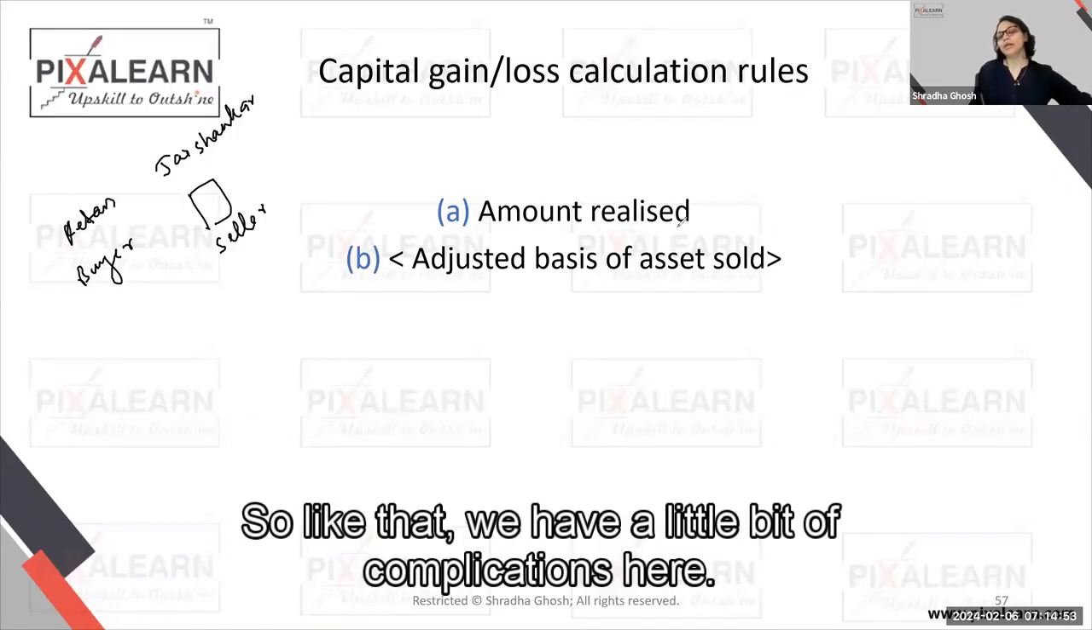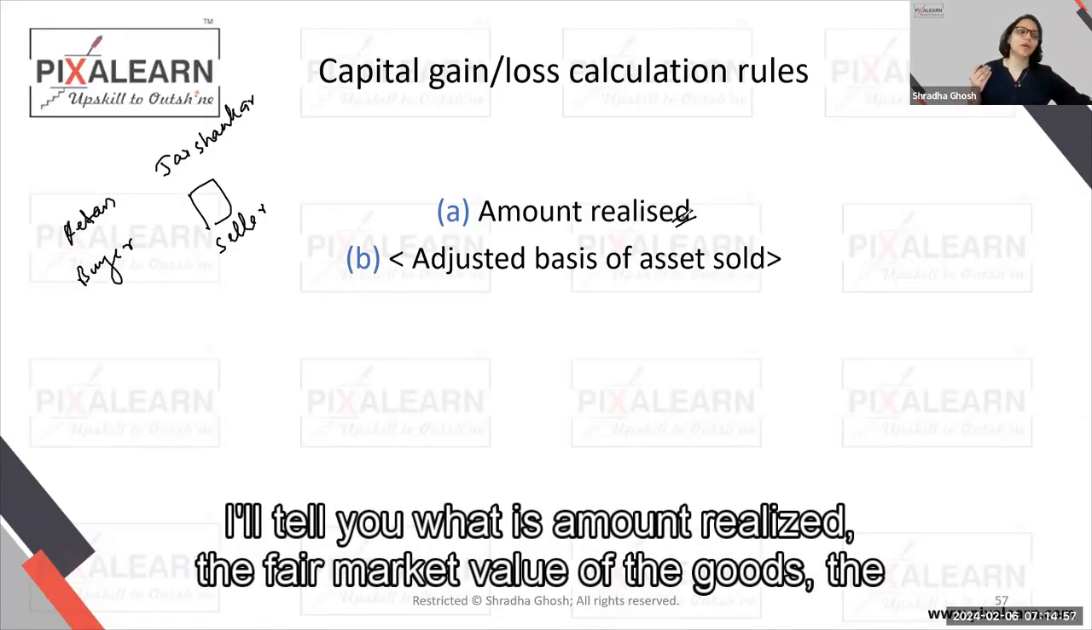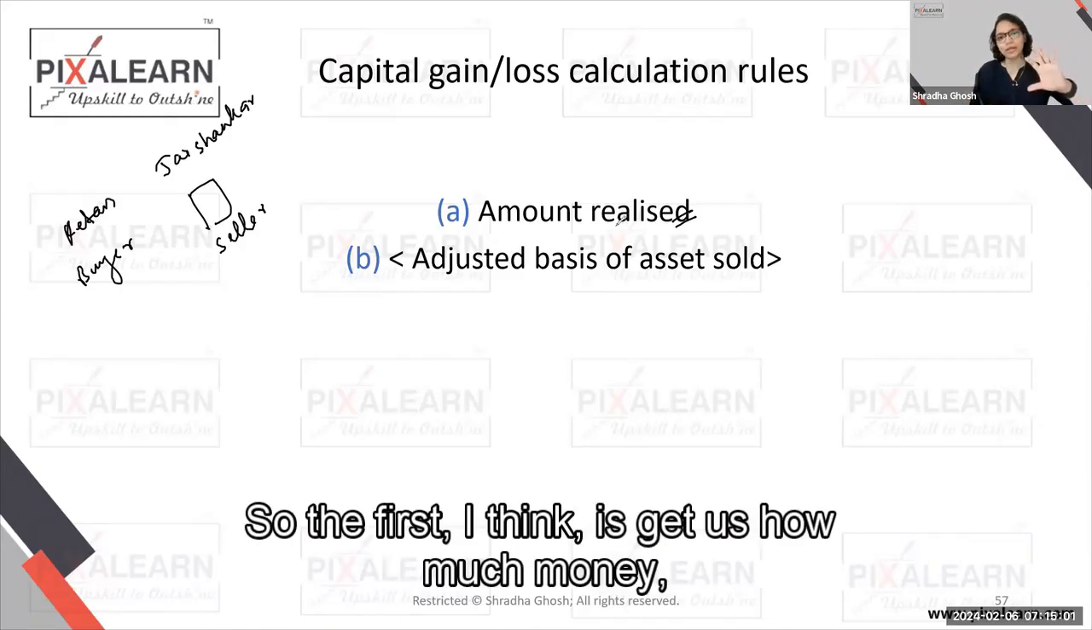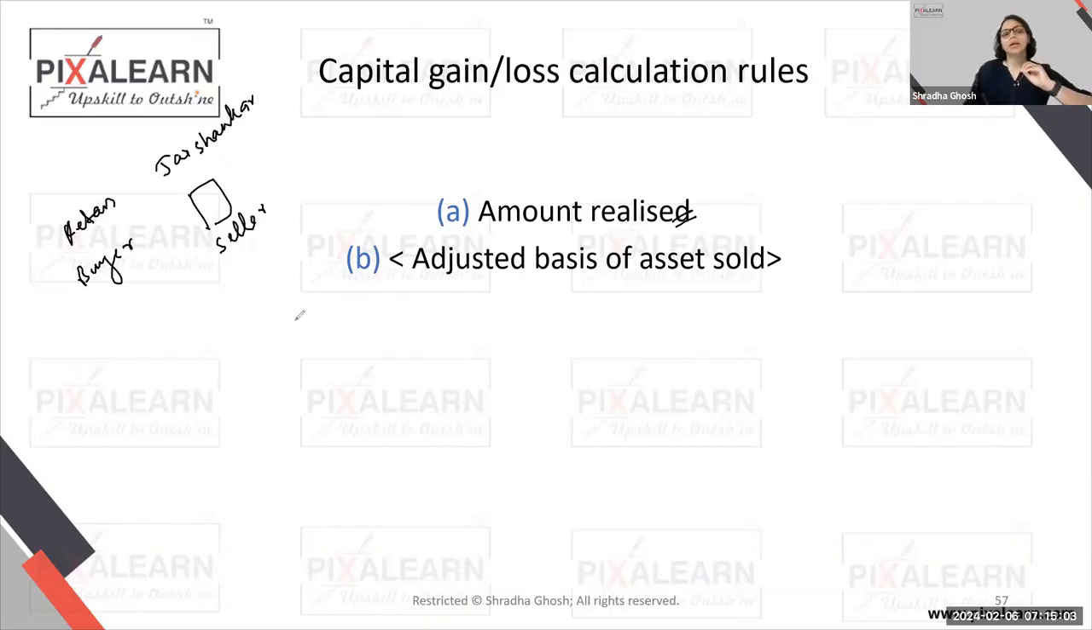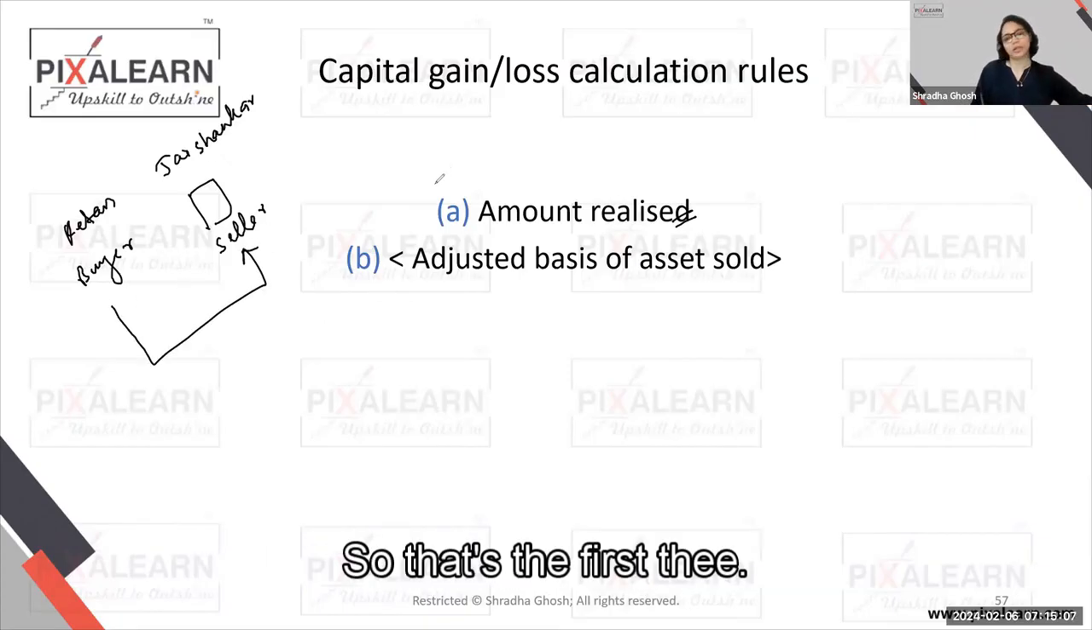So like that, we have a little bit of complications here. They'll tell you the amount realized, the fair market value of the goods, the liability taken over. So the first thing is to get how much money in effect is being paid by Ketan to buy that property.